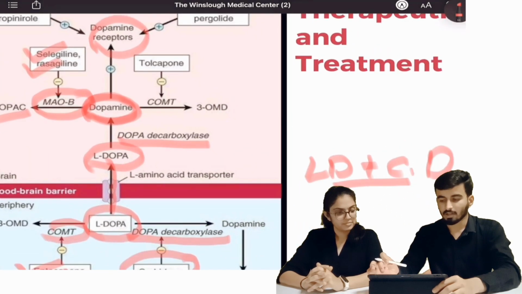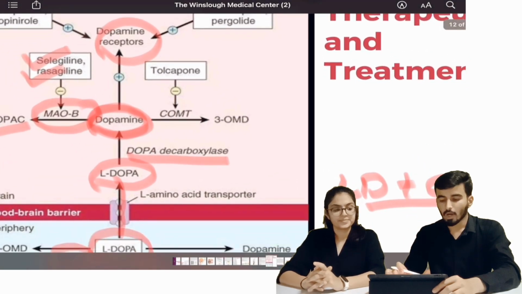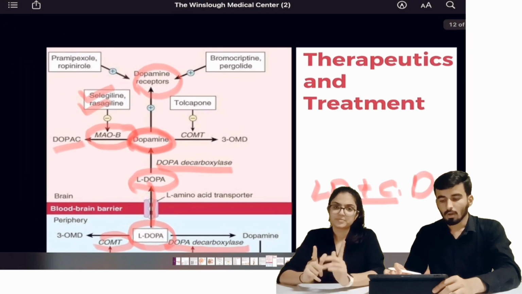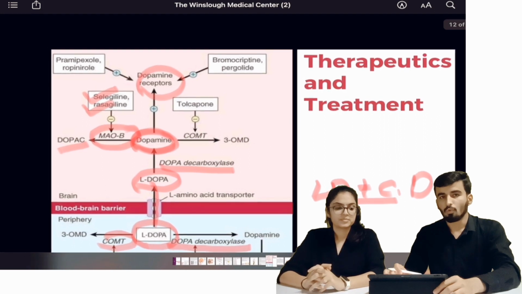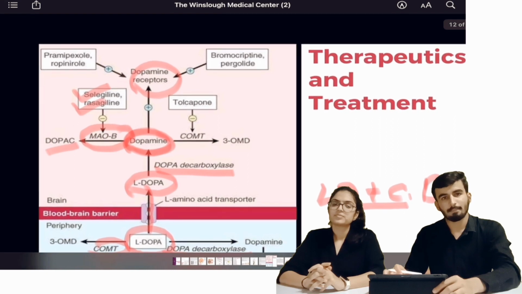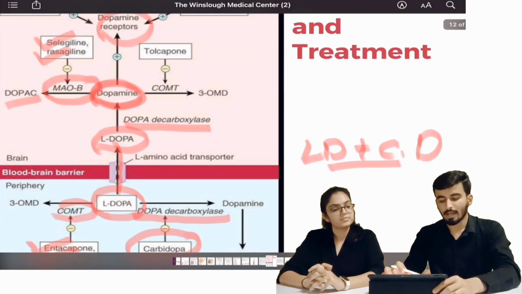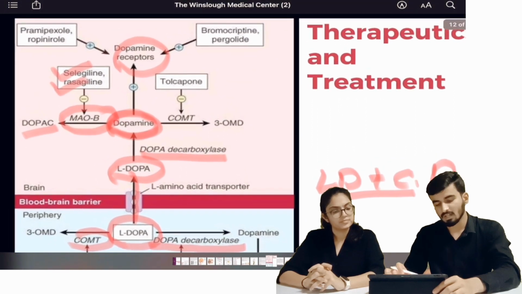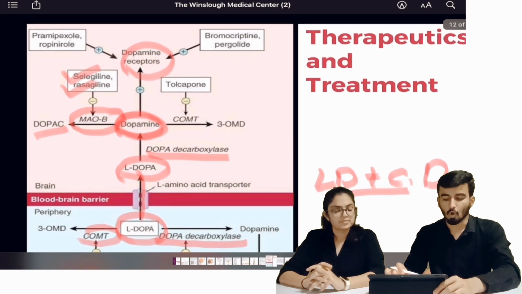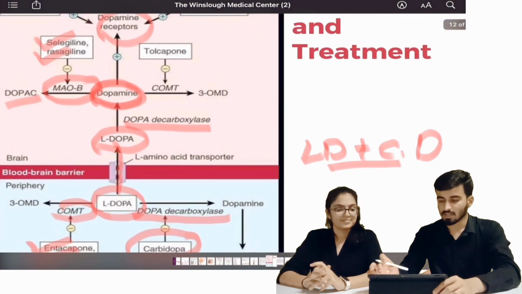And we have the last group of drugs for this patient, like pramipexole and ropinirole, and dopamine receptor stimulants bromocriptine and pergolide, which are also useful when we have to stimulate the dopamine receptor. So dopamine is taken up by the dopamine receptor and the patient can have improvement of symptoms. So we have discussed the broad idea about the therapeutics and treatment of Parkinson disease: dopamine receptor stimulation, MAO-B inhibitors, COMT inhibitors, and dopa decarboxylase inhibitors. So hope you understand this concept.